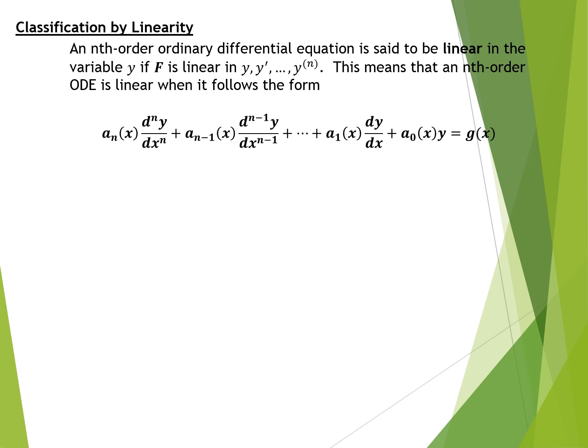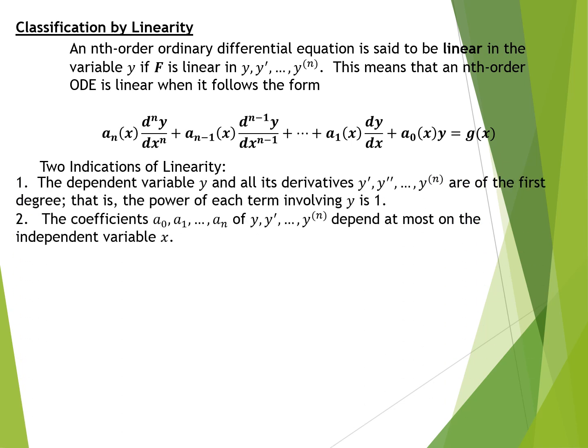This is nth order, first degree. n minus 1 is 1 less than the order of this, and so on. Now, there are two indications of linearity. This is the first one. And the second one: the dependent variable y and all its derivatives, y prime, y double prime, up to y to the n, are of the first degree. Meaning, look at this. These are all what? The power of d^n y, dx^n, and so on. These are all first degree.